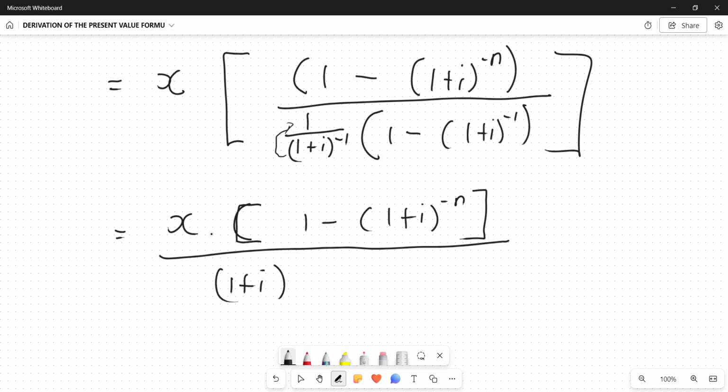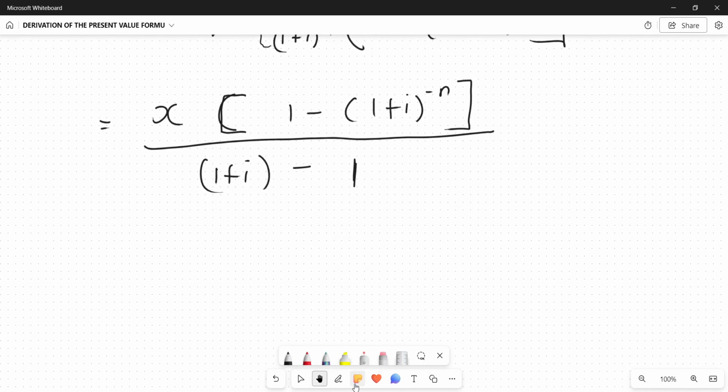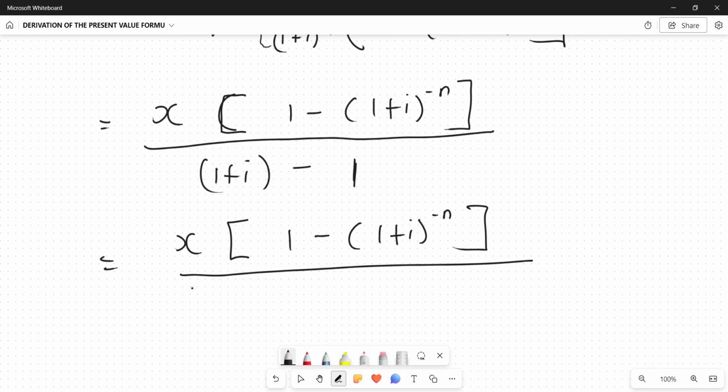So now let's multiply this 1 over (1 plus i) to the power of negative 1 by what? By (1 plus i) to the power of negative 1. So now this will give us what? This will give us 1. So now simplifying this, it will be equal to X into 1 minus (1 plus i) to the power of negative n, all over. As you can see, now we have 1 minus 1, then this one cancels out this one, and we are left with what? We are left with i.